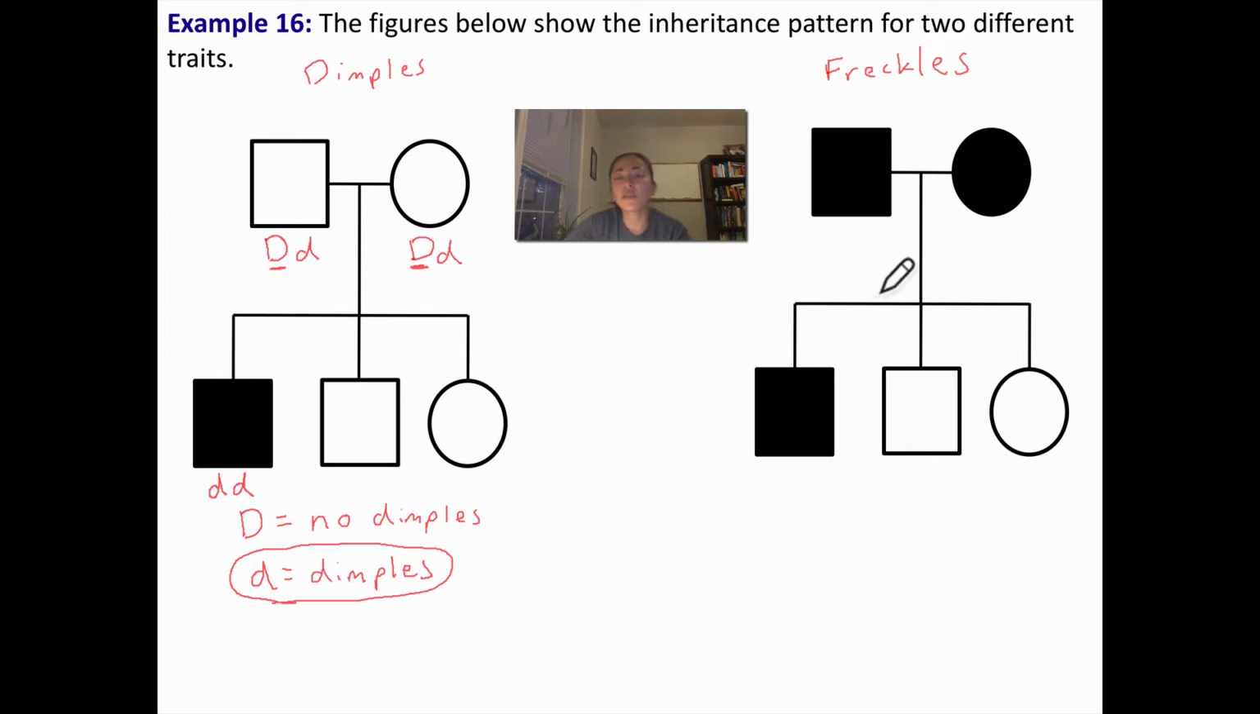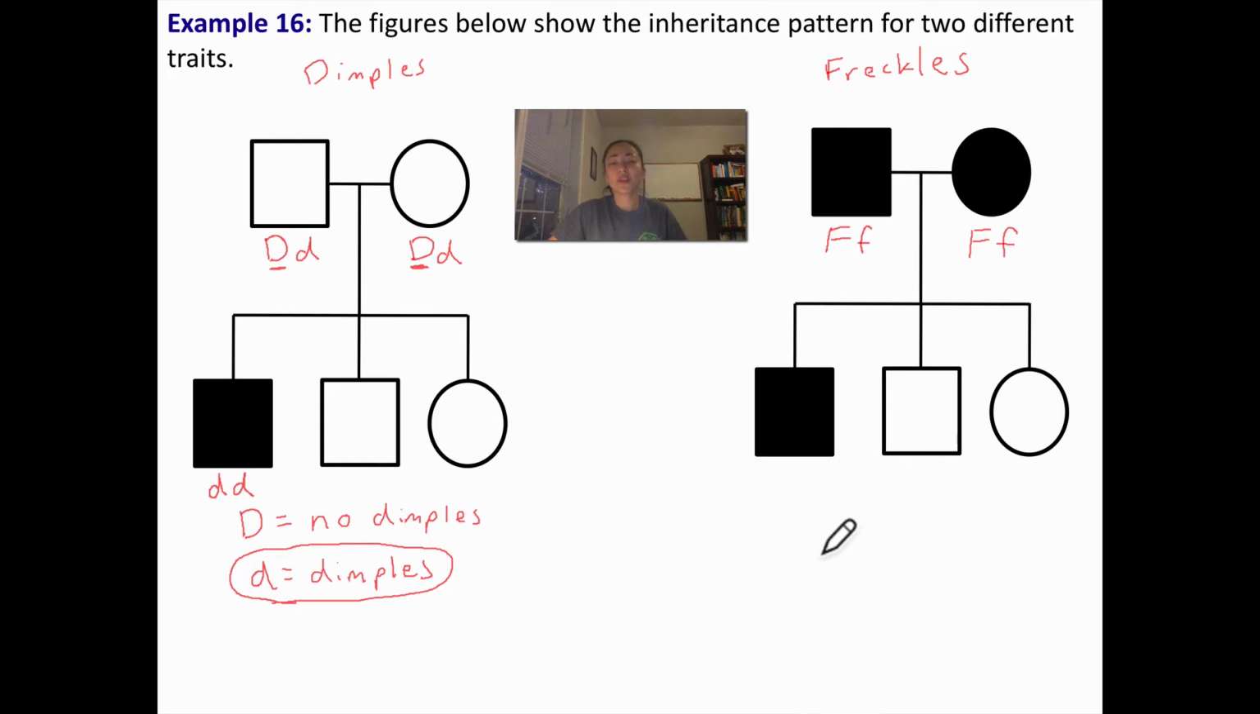Let's look at another example over here. So here again, we're looking at a different trait. We can see that both parents have the trait. So they have freckles, but they at least have one child that doesn't have freckles. So because this is a pattern that we're looking for here, we know the parents have to be heterozygous. That's the only way that they could make a child that doesn't look like both of them.